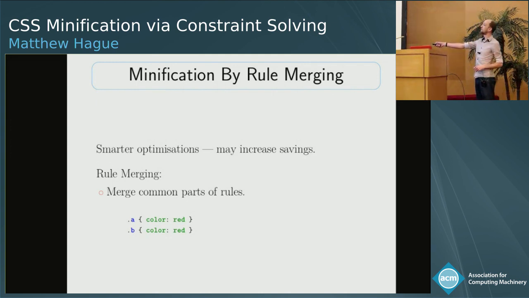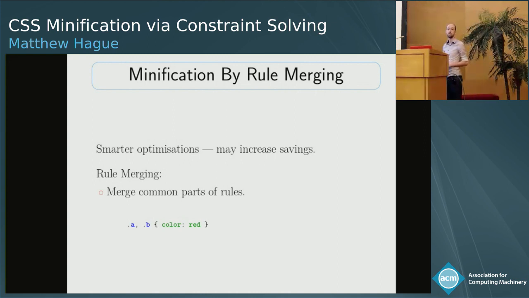So here we have two rules. It says the A should be red and the B should be red. So those both say the same thing. We can merge them together into a single rule that says anything that's A and anything that's B should be red. So we've saved ourselves repeating the word color red twice here.